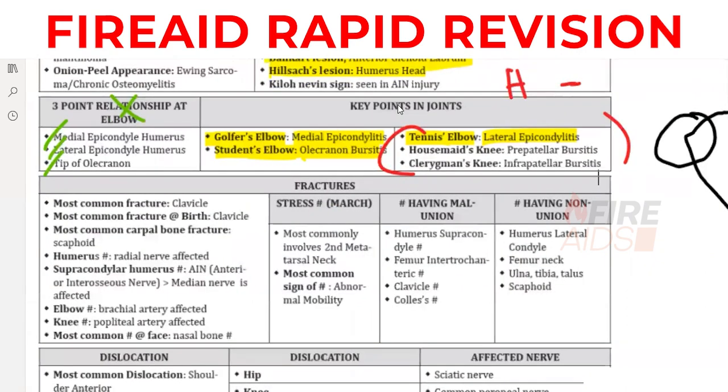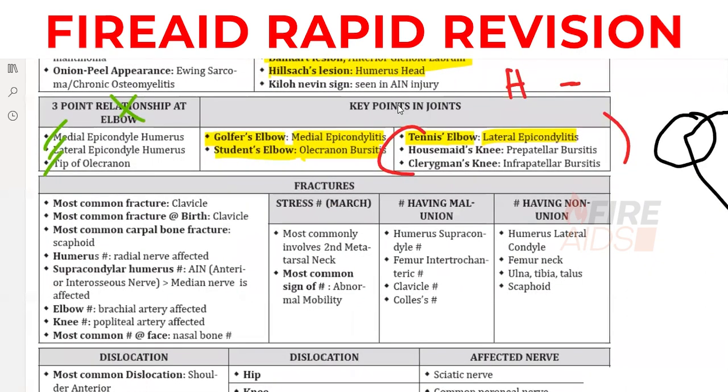Next are some points regarding fractures. The commonest fracture that can ever happen is the clavicle fracture. The commonest fracture at birth is still the clavicle fracture. The commonest carpal bone fracture is the scaphoid fracture. In humerus fracture, the commonest nerve affected is the radial nerve. In supracondylar humerus fracture, it is the anterior interosseous nerve, AIN. Elbow fracture means brachial artery. Knee fracture means popliteal artery.